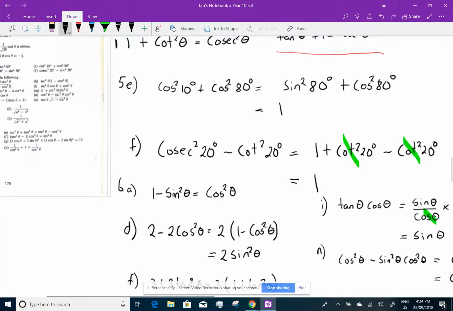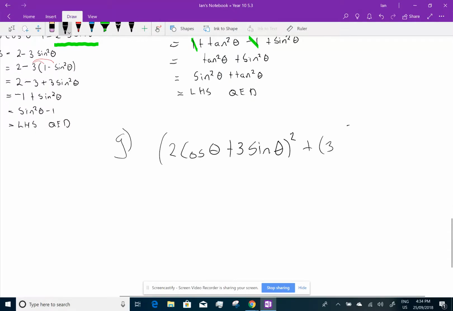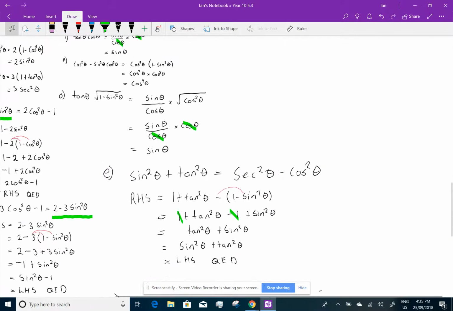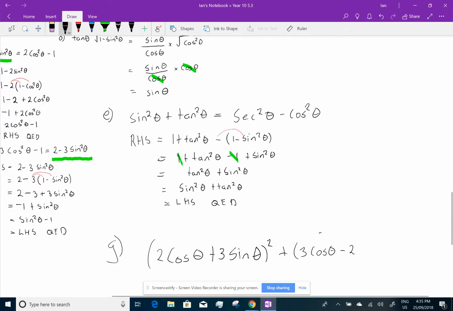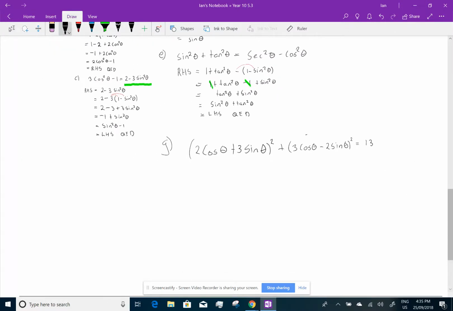Plus 3 cos theta minus 2 sine theta all squared equals 13. Well, as soon as I see this, I know that I'm going to have to work the left-hand side, because it's going to be very difficult to try and make the 13 look like that. So I'm going to try and simplify the left-hand side. So left-hand side equals.